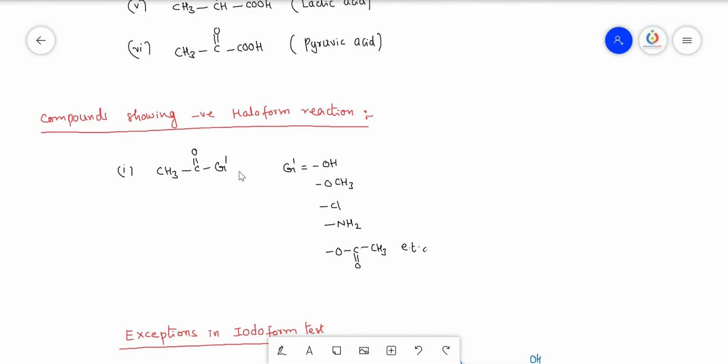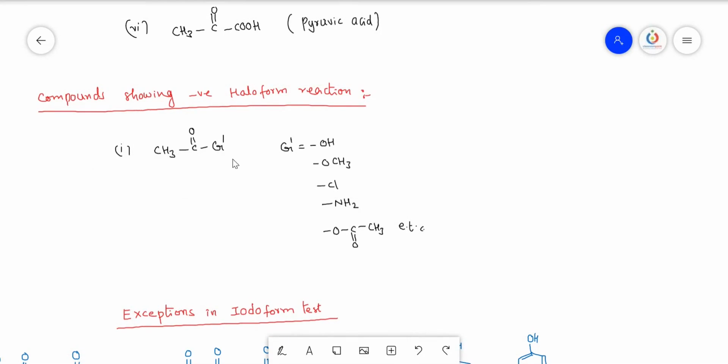The reason here is CH3CO. If in the place of the G dash you put the OH, it becomes the carboxylic acid, not the ketone. So even though carboxylic acids are, these are exceptional cases. In this one, though carboxylic acid is there, carboxylic acid reacts with the base and base will not be available.